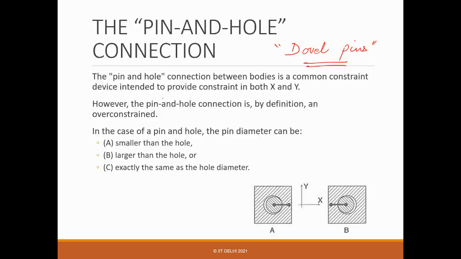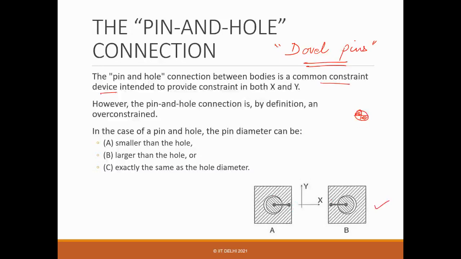So what he is saying is that pin and hole connection between bodies is a common constraint device in industries, right? We usually encounter this kind of symbol, and you say, okay, they are exactly placed. That's the assumption. But by now, you know that it's not possible. So suppose you have a body and there are two pins A and B. In the given example here, there are pins, and there are two holes, right?